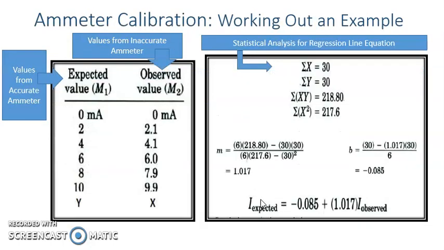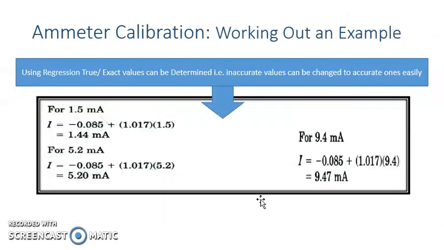So once we are done with this determination of regression line equation, if we want to extract or interpolate different points, we can take out the accurate values using the inaccurate ones. For example, if our inaccurate ammeter measured 1.5 milliampere, using the equation that we have just derived, we can determine the exact or true value. Similar is the case for 5.2. This is the inaccurate value of current. So putting in this value into the equation, we can come out with the exact value of current, that is 5.20 milliampere. For 9.4 inaccurate value of current, the true value or the accurate value is 9.47.